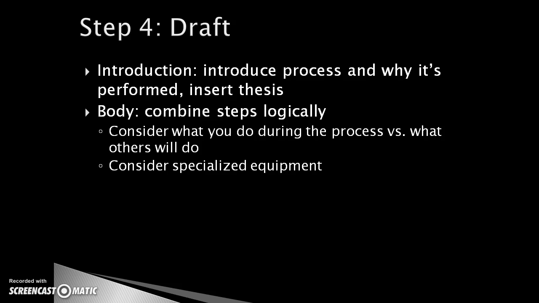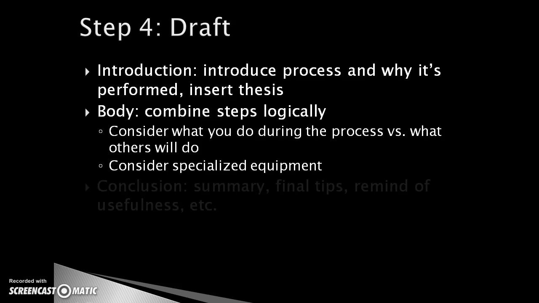Consider also what you do during the process versus what others will do. There will be certain things that you can do that your reader might not be able to do. Consider specialized equipment. For example, if you are going to write about smoking meat, obviously the reader would have to have a smoker first before they could complete any of the steps. So consider what it means for the general audience to complete this process as well.